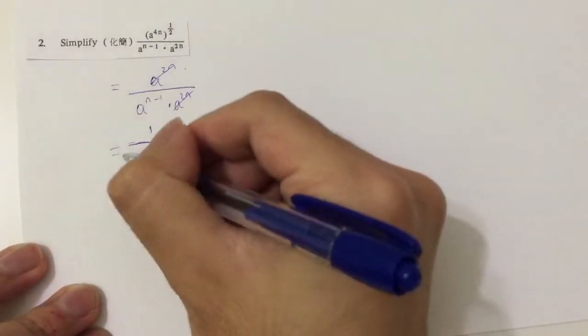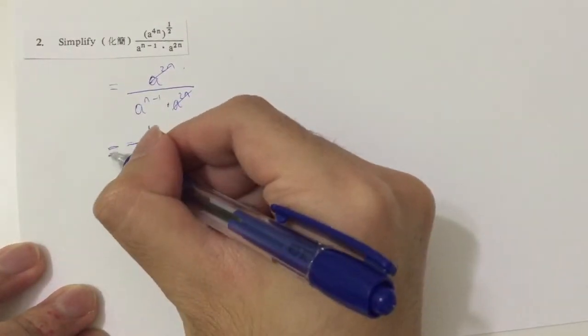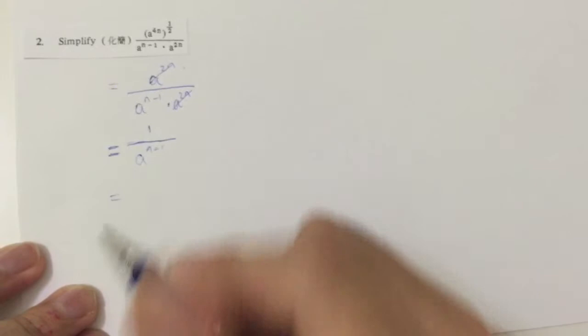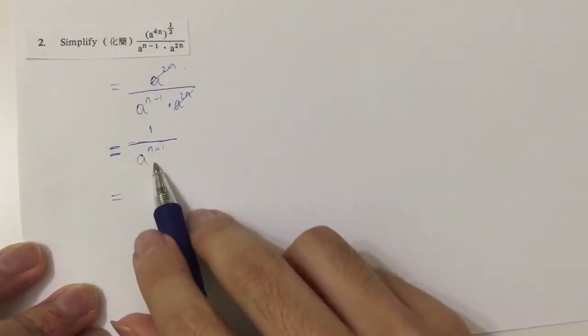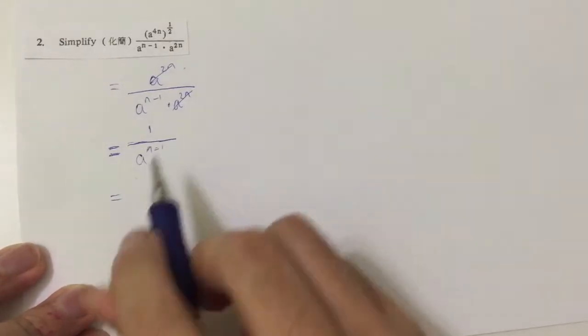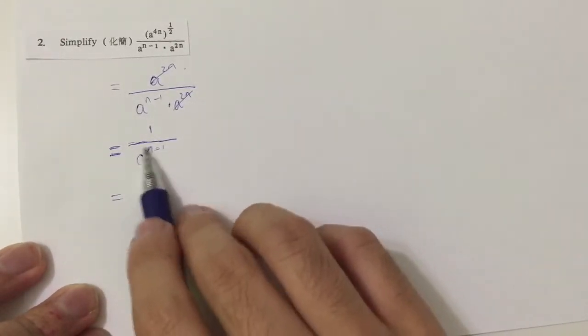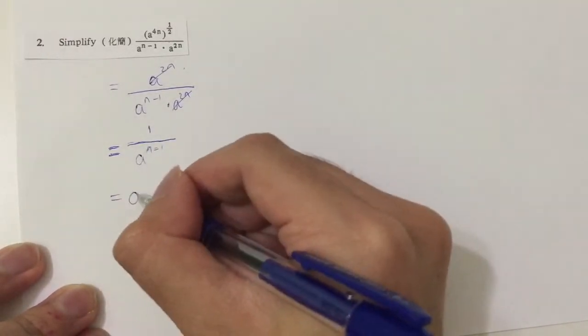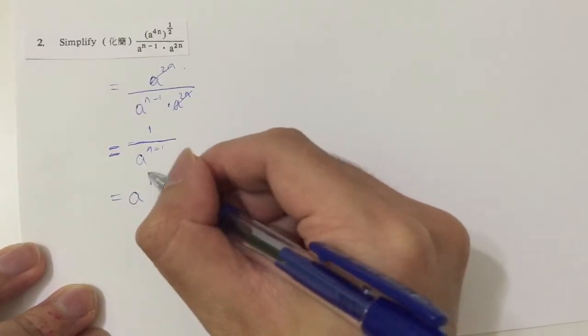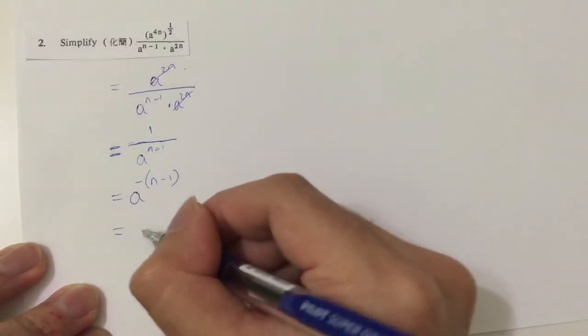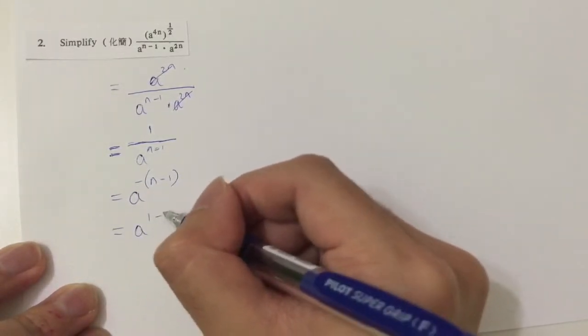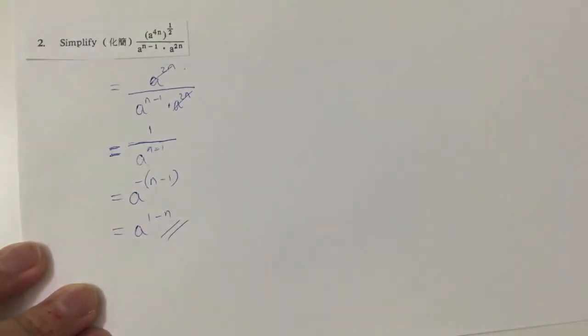Right. And when we have something at the bottom, we can quite simply add a minus sign to the power to flip them on top. So in order to make the denominator become numerator, we have exactly the same thing, but put a minus sign for the index. And if we expand this, we got a to the power of 1 minus n.